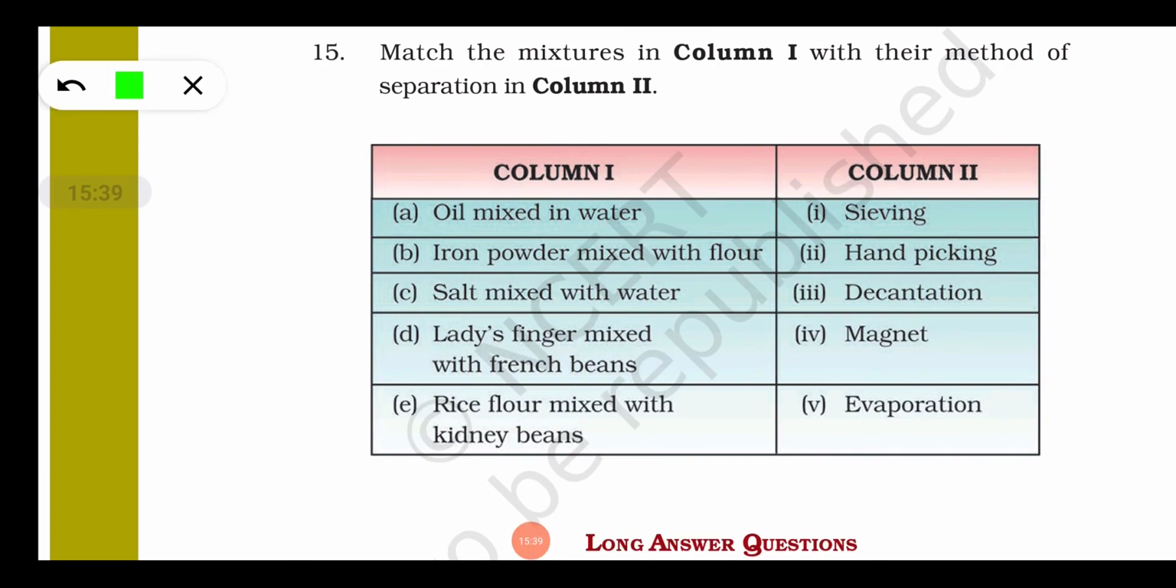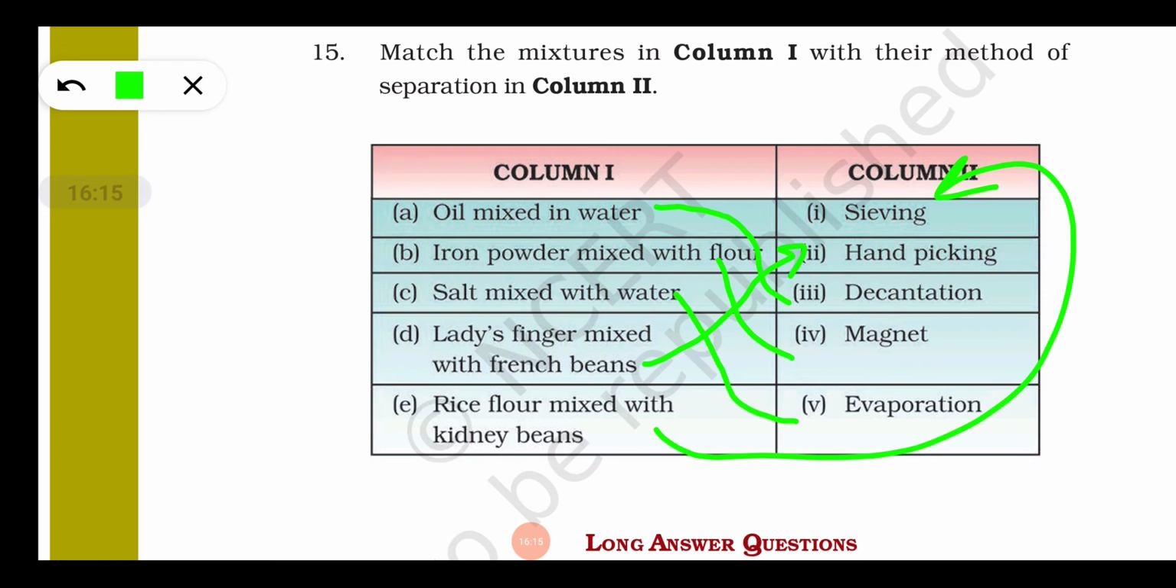Question number 15. Oil mixed in water. So this you have to match, and we will use the method decantation. Iron powder mixed with flour, magnet. Salt mixed with water, we can separate by evaporation. Lady finger mixed with French beans, by hand picking method we can separate. Rice flour mixed with kidney beans, we can do it by sieving method.